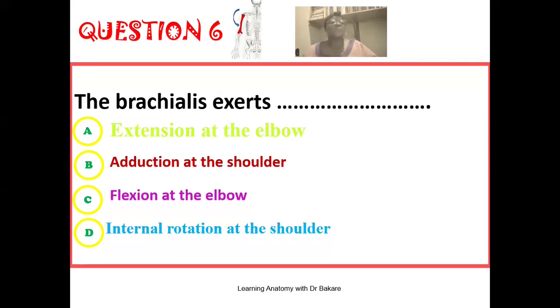If you look at the point where the brachialis originates and its final insertion point, you see that this muscle is only seen to cross over the elbow joint. And we say that when a muscle crosses over a particular joint, it would be exerting an effect around it. So it is seen to exert an effect only around the elbow joint because this is the point where it crosses. And we know that muscles in the anterior compartment are seen to exert flexion. Hence, the correct option here is flexion at the elbow joint.